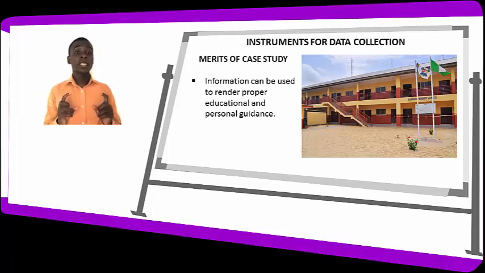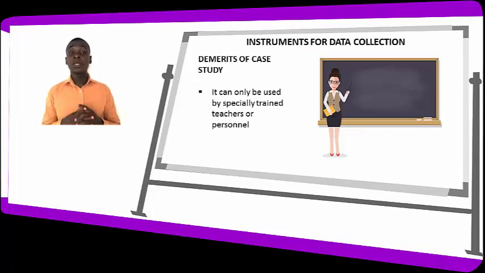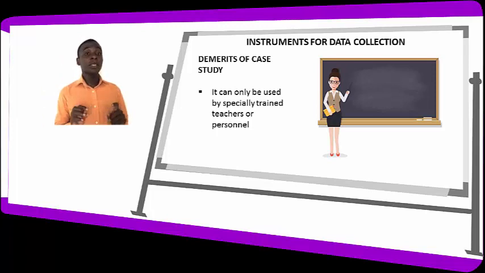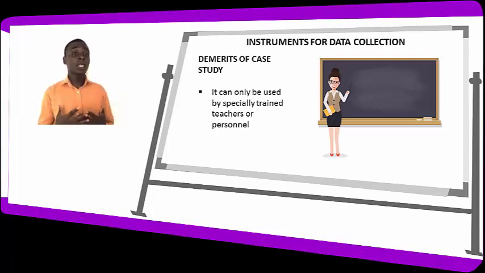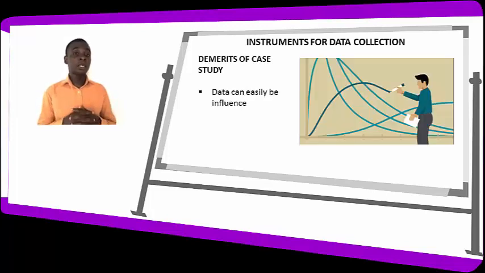So let's look at the demerits of case study. As case study has merits, it also has demerits. So number one, it can only be used by specified trained teachers or personnel. So case study can be used by no other person but someone that is trained. You must be trained in order to understand case study, in order to be able to use case study. Now number two, in case study, data can be easily influenced. That is, the data we get from case study can be easily influenced.